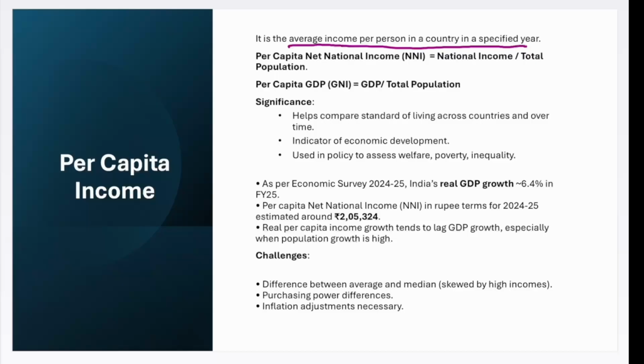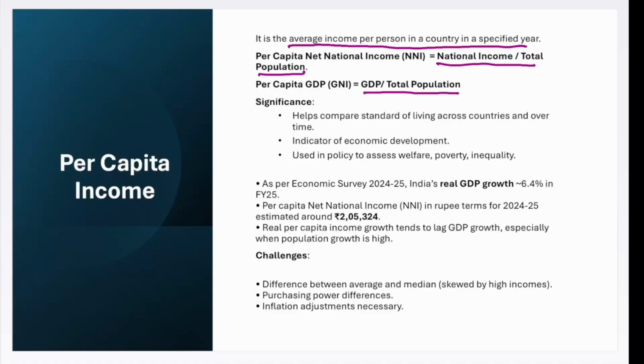is national income divided by total population. So whatever is the total population of the country, this is it. So per capita GDP or GNI, we can take it, right? The gross national income, as we take it, is GDP divided by total population.